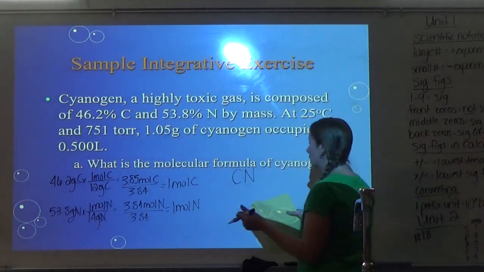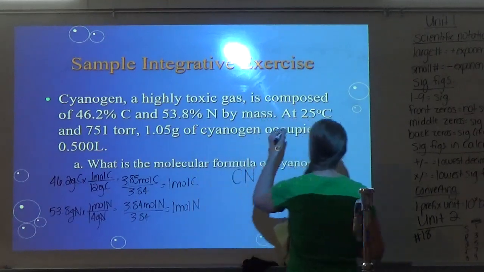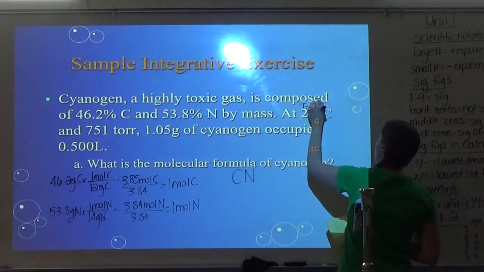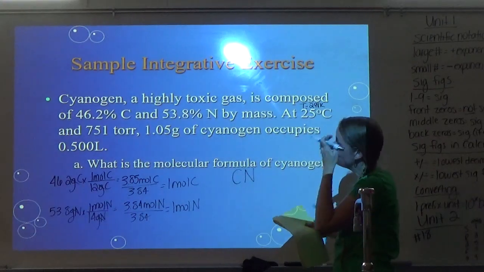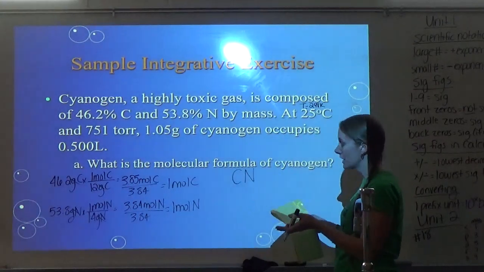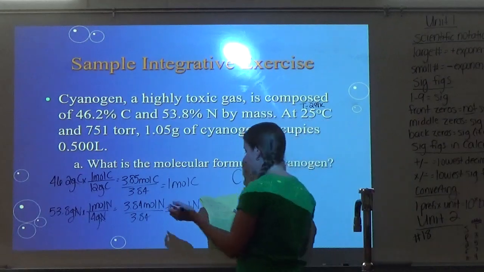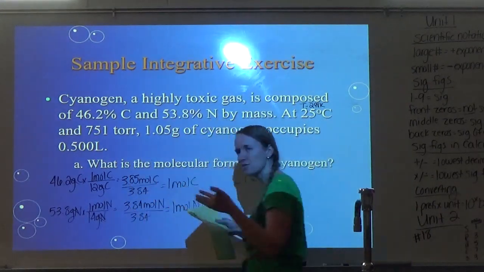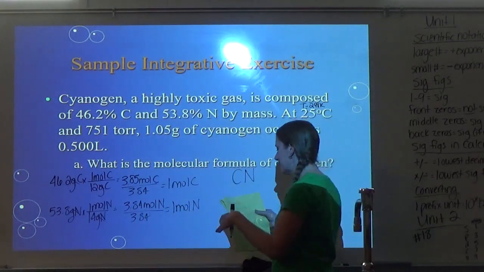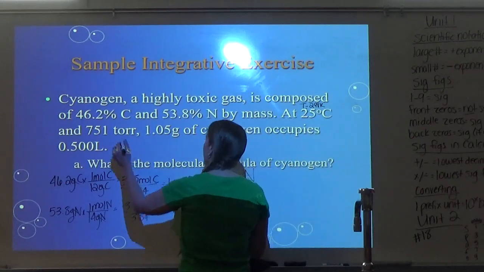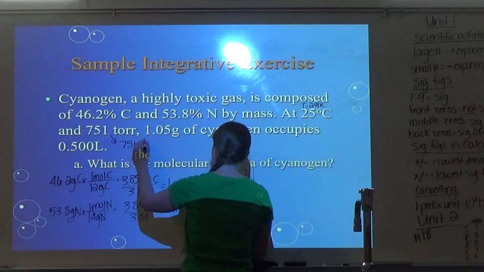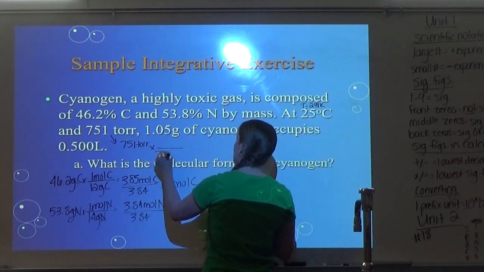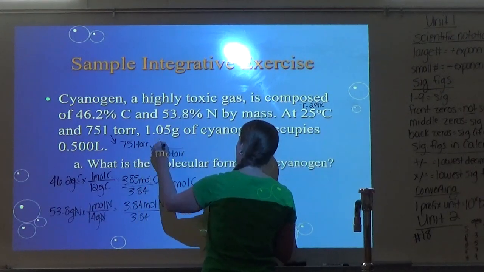So what I did first was change my temperature to Kelvin. So this is 298 Kelvin. Then I fixed my pressure to something I can plug into my ideal gas formula, the one that has density and molar mass. That's the one I'm using. I took 751 torr and changed it to atm. You could change to kPa, it doesn't matter.